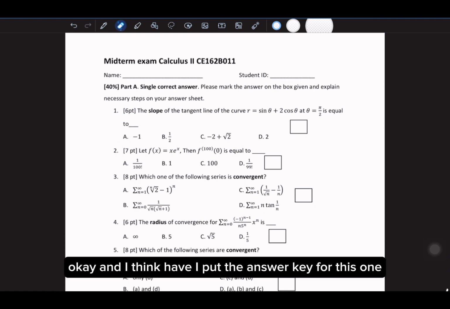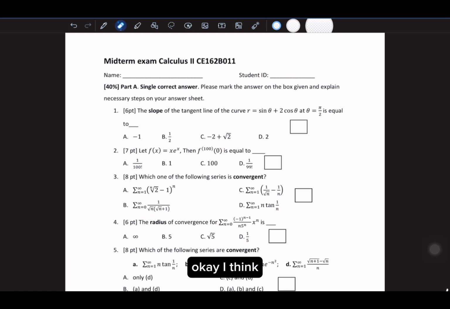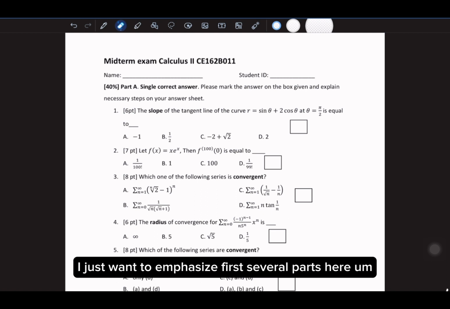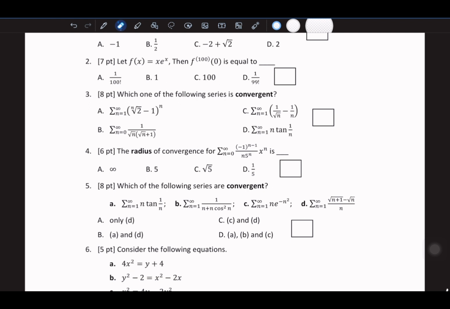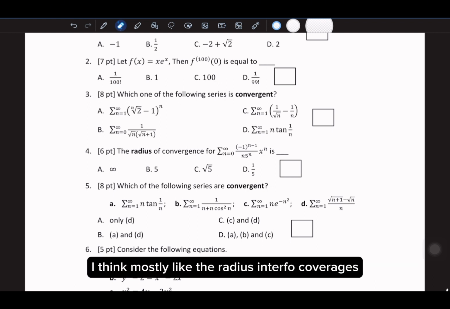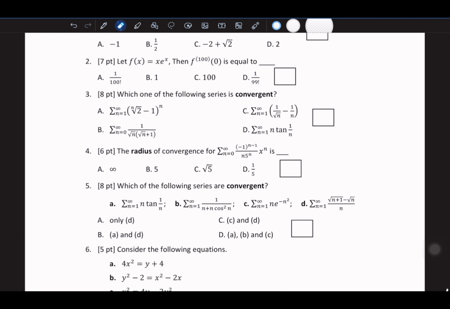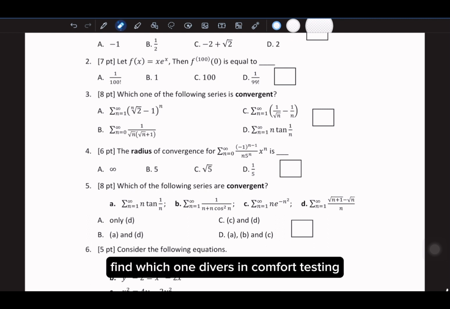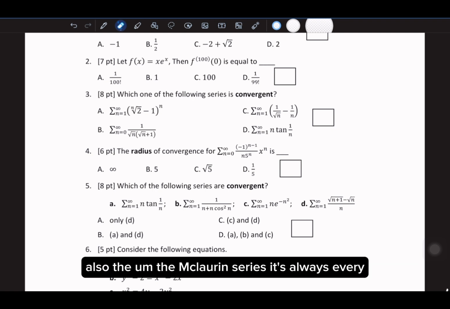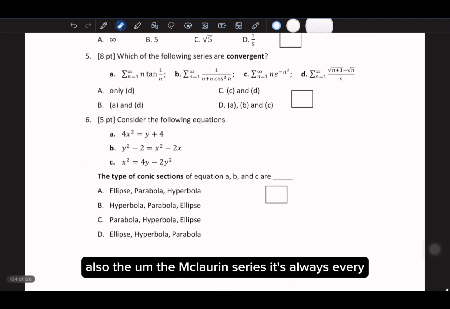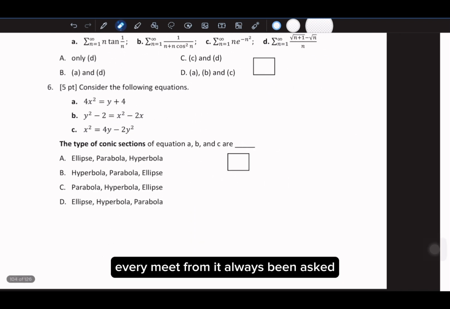Okay. And I think, have I put the answer key for this one already? Right? Okay, I think I just want to emphasize first several parts here. Mostly the radius, interval convergence, finding which one diverges and converges, testing. Also the Maclaurin series. It's always been asked in every midterm.